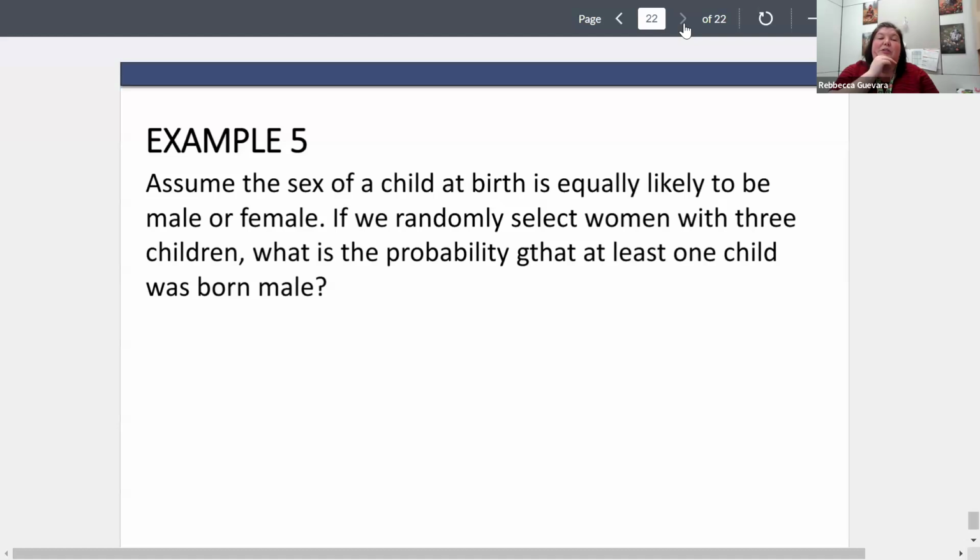We're going to assume, because this is not 100% true, actually, there are slightly more baby boys born than baby girls, but we are going to pretend that the sex of a child at birth is equally likely to be male or female, 50-50. That's the probability we can handle. What if we randomly select a woman with 3 children? What is the probability that at least one child is going to be born male?